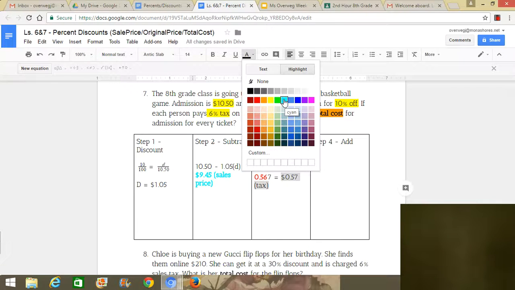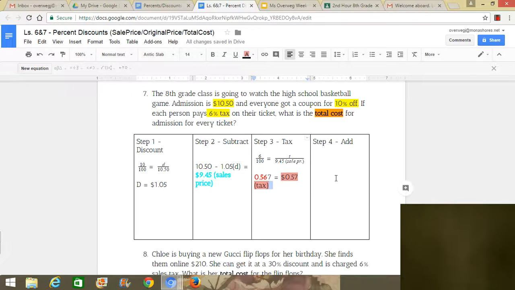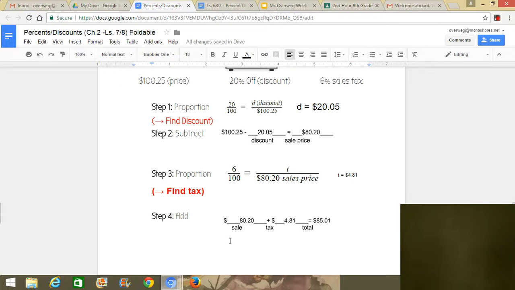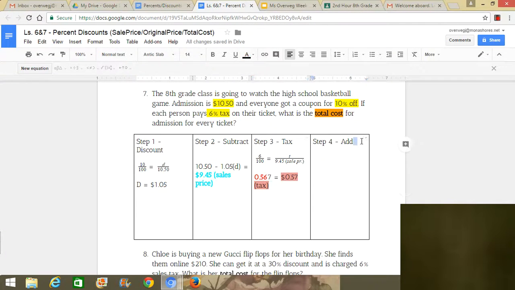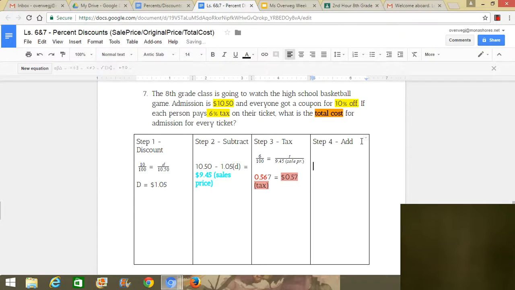Let's see what color. Let's do this. That's a pretty color. Okay. So step 4, if we look back at the foldable, you look at yours, we have the sale price of $9.45 for us, and then we have the tax that we need to add to it to find the total cost. So let's do that. Okay. We have $9.45 plus 57 cents equals our total cost.